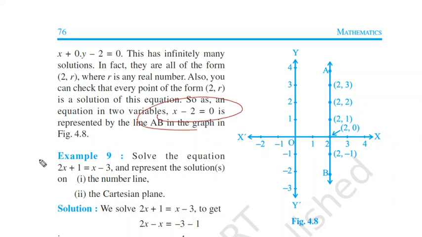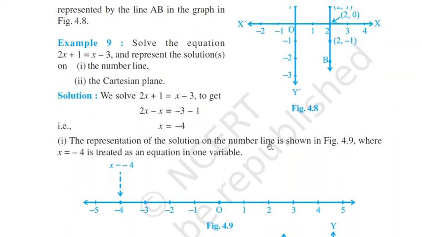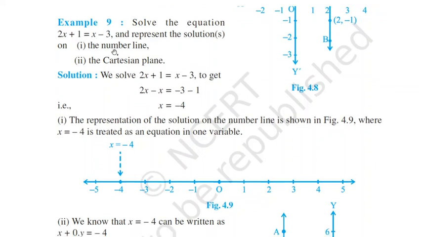Now we will go to example 9. We'll try this example, then we'll move to the exercise. Very short example, we'll try it out. Solve the equation 2x plus 1 equal to x minus 3. So we'll solve this equation. First let's solve, then we'll see what is given. So the equation is 2x plus 1 equal to x minus 3.